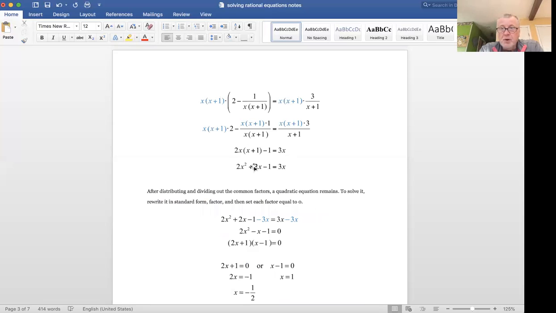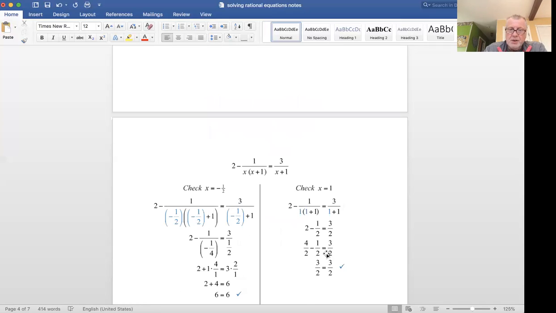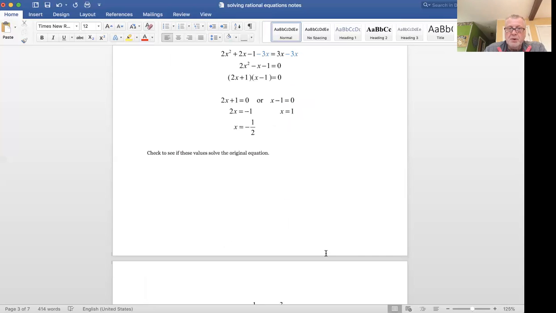We can use a quadratic formula, or we can factor, whichever one we want to do. I chose to factor here. I have a 2x squared minus an x minus 1. Using the AC method, I found that the factors are 2x plus 1 and x minus 1. Again, you can use a quadratic formula. I set each factor equal to 0 and solve. This gives us x equals minus a half for one and x equals 1 for the other.